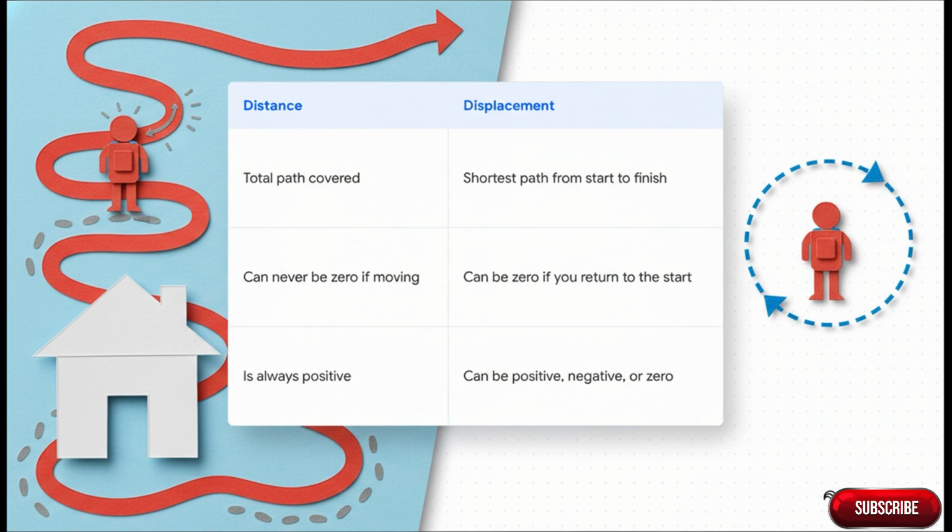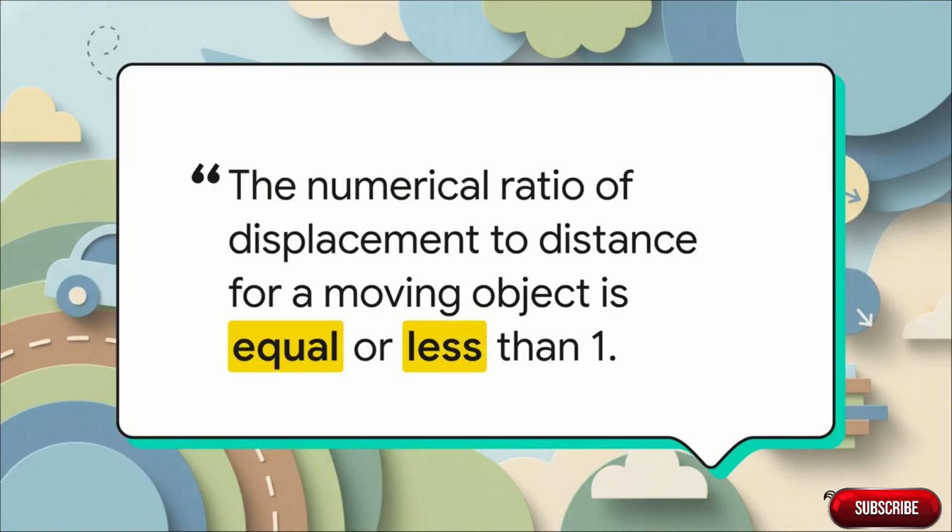That's a huge difference. And this leads us to a golden rule that you are absolutely going to see on your exams. Just think about it for a sec. The shortest path, your displacement, can't possibly be longer than the actual path you took, can it? So displacement can be equal to distance, but only if you travel in a perfectly straight line. It can never be more. And that's why the ratio of displacement to distance is always 1 or less than 1.